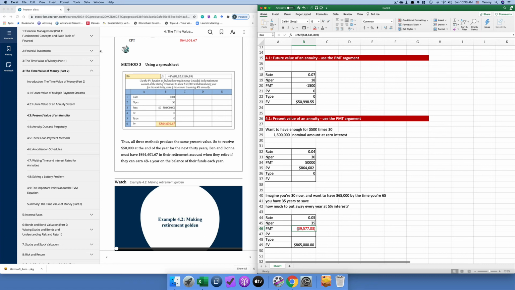$9,577 a year for retirement. If you do that every year between the time that you're 30 and the time that you're 65, then you'll have $865,000 in the bank at that point, which if you invest it at 4%, you can live on at $50,000 a year for 30 years. Retirement planning, right there. Personal financial planning.